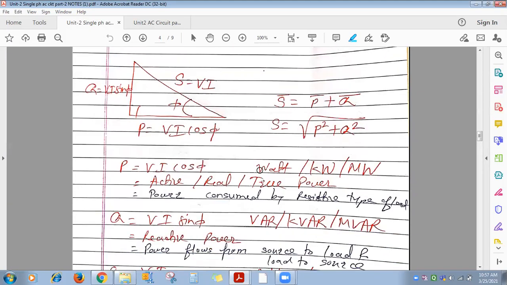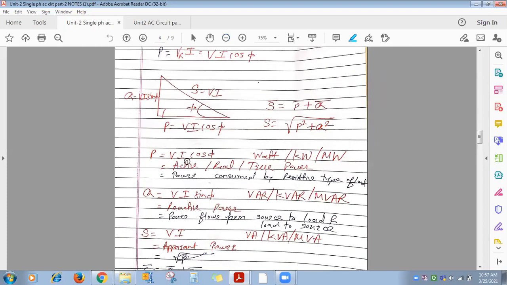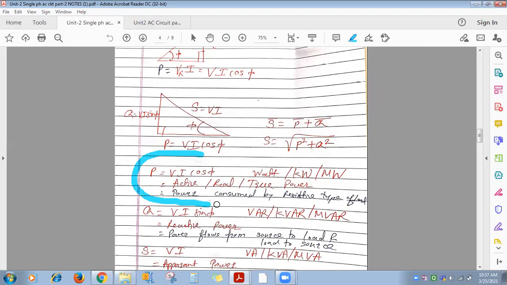Okay. So see here, I have written capital P means what? Active power, true power, real power. It is denoted by capital P. Formula is VI cos phi. It is called active power, real power, true power, power dissipated, power consumed. Unit is watt, megawatt, kilowatt. Kilowatt means into 10 to the power 3. Megawatt means into 10 to the power 6. So I told you active power is the power consumed by which type of load?